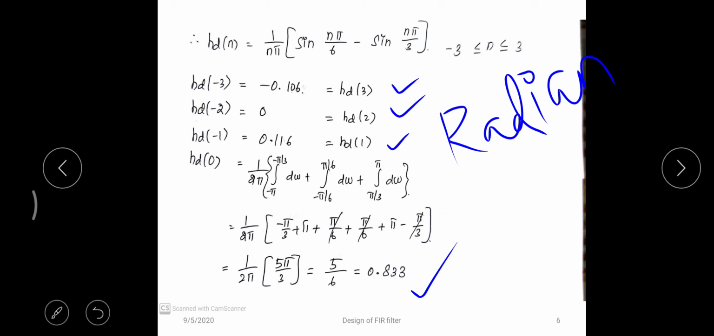Now, once again we should substitute the value of n is equal to 1. So far I have completed minus 3, minus 2, minus 1 and 0. Now, if you go for 1, it is equivalent to hd of minus 1. If I try to find a value at n is equal to 2, which will be equivalent to n is equal to minus 2. Then if I try to find HD of 3, which will be equivalent to HD of minus 3. And that is what I told initially while starting this problem. So, it always produces a symmetric response. So, HD of minus 3 is equal to HD of 3, HD of minus 2 is equal to HD of 2, HD of minus 1 is equal to HD of 1, and HD of 0 is the center of symmetry. So far we have completed step number 1.